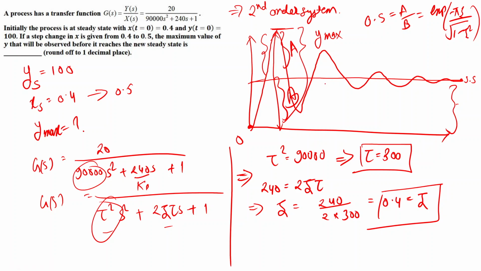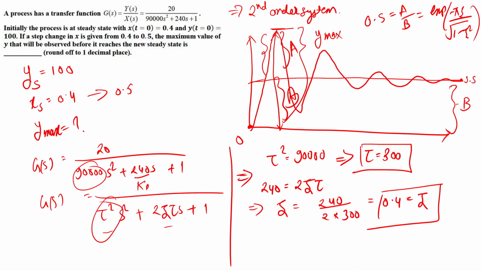So for that, let's just find this value of B. So that is basically this term that we can calculate by finding the final value of the system, basically the steady state of the system. So that we can calculate using the final value theorem.